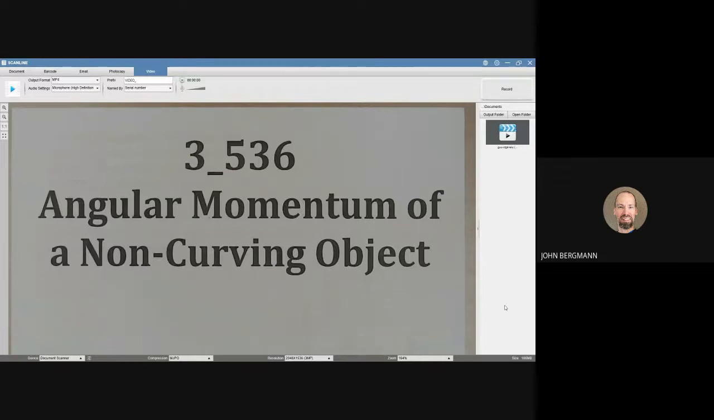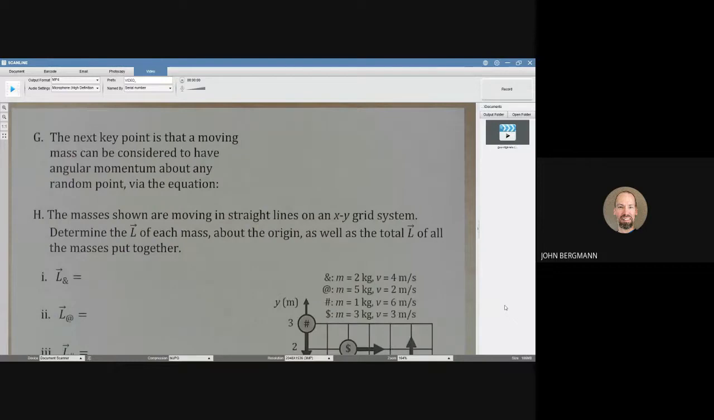This video is on the angular momentum of a non-curving object. And this is a little bit of a strange idea on its face, perhaps, because whenever we think of angular momentum, we think of things curving, going in a sort of circular path. But we can consider an object that's moving in a straight line to have angular momentum.